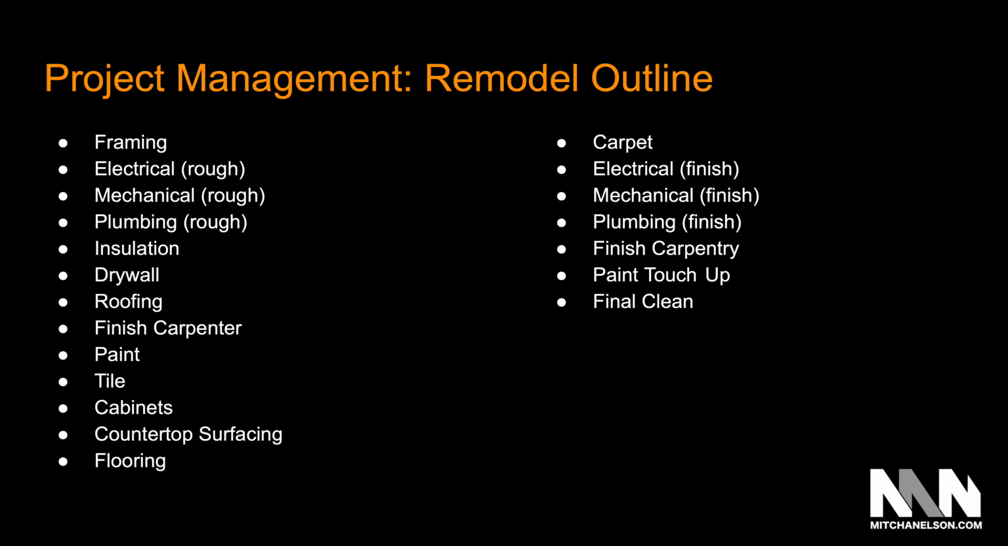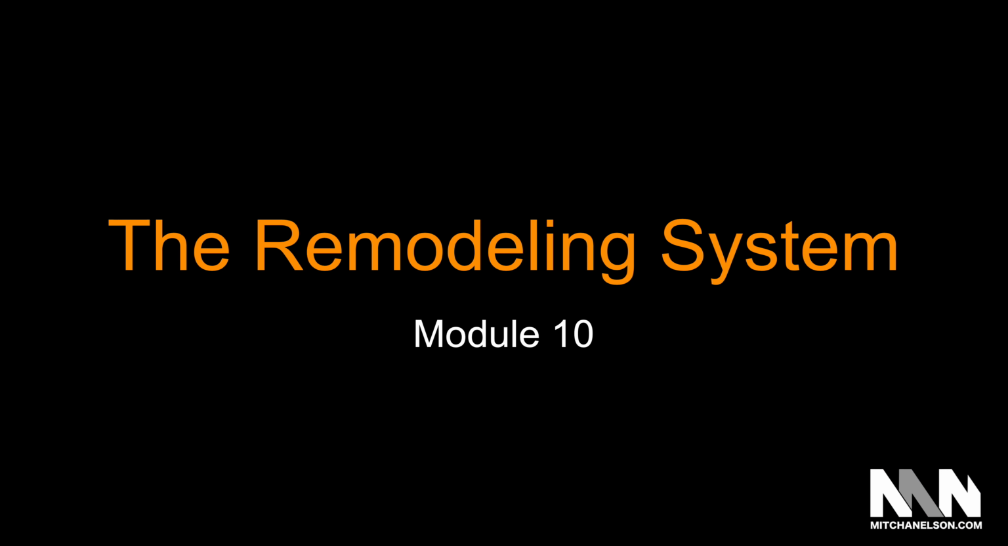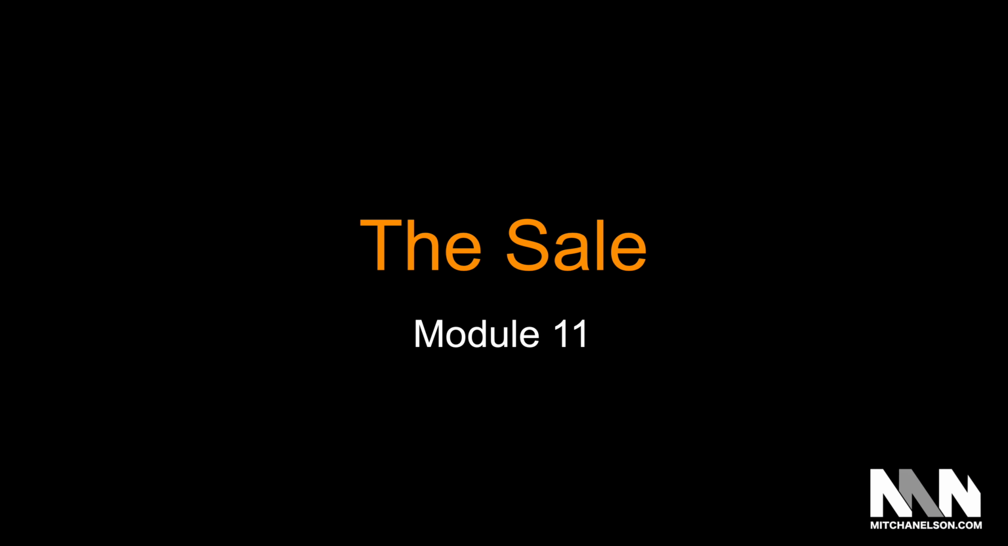Your project management outline should go in this order and should have instructions for each one of those people to make sure that they're doing their job in a way that's going to make it easy for the next person to come in. So there's your order right there, in order of priority, in chronological order of how it's supposed to be done. So that covers our remodeling system. That concludes module 10.